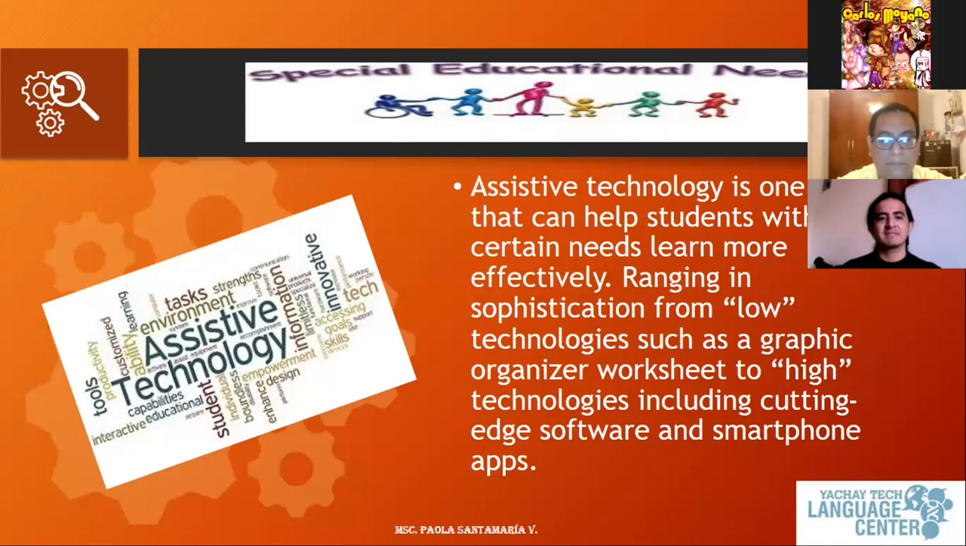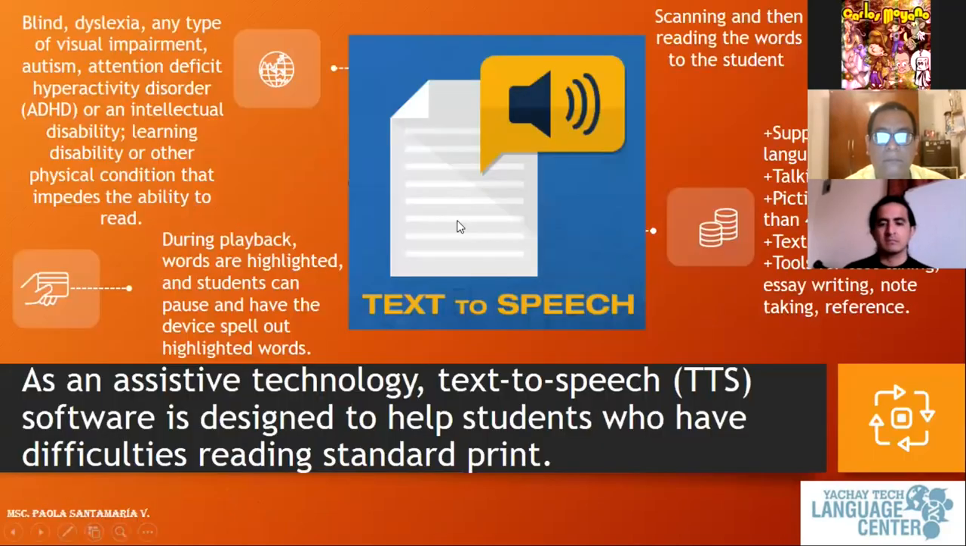So let's begin with the most popular ones and the ones that are most used because of the need that I'm going to talk about now, which is dyslexia, okay, which I think is the most common one within a classroom. So this kind of assistive technology that has been developed is text-to-speech. That is the general category which has been developed.